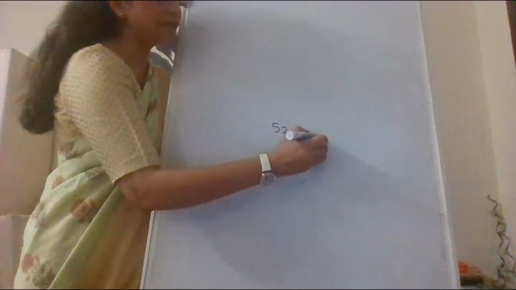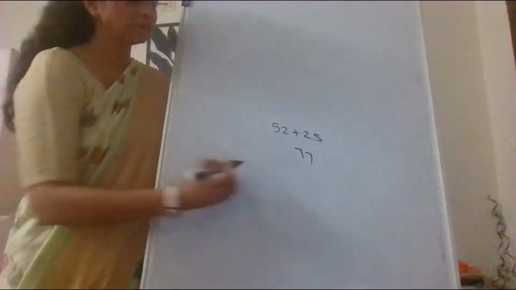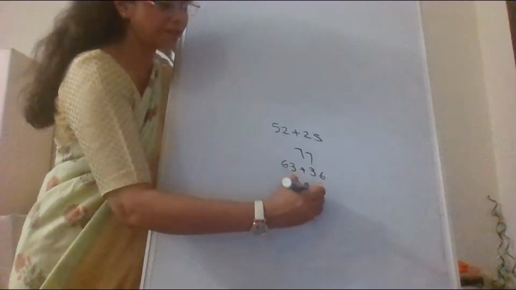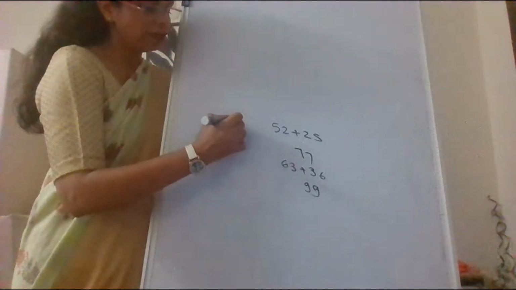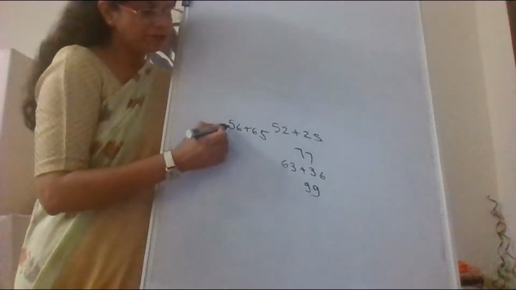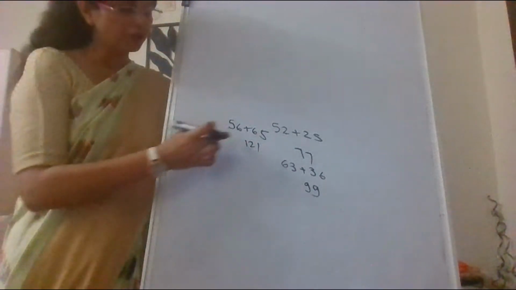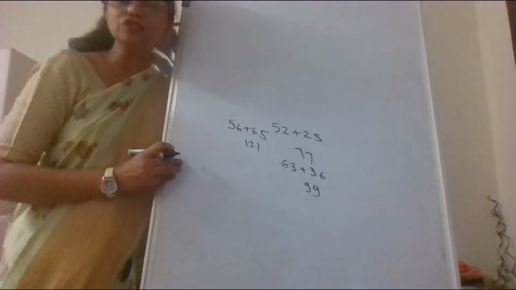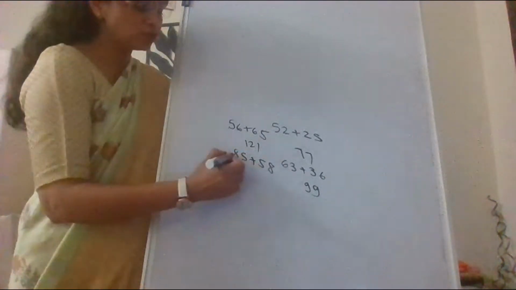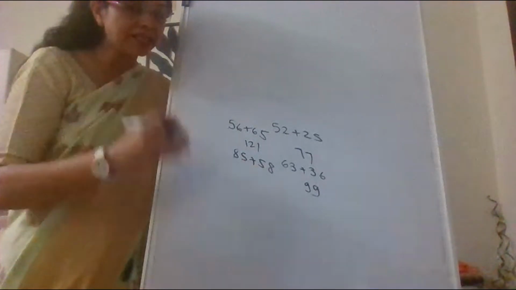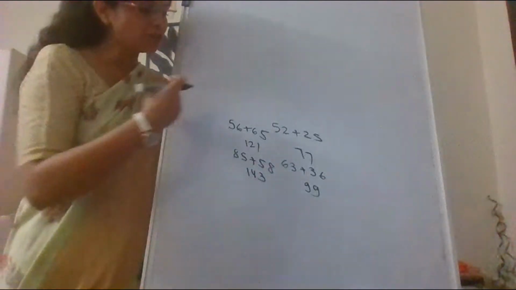If it's 52 plus 25, then it's 77. 5 plus 2 is 7 and 7 times 11 is 77. If it's 63 plus 36, your answer will be 99. 6 plus 3 is 9 and 11 times 9 is 99. If it's 56 plus 65, 5 plus 6 is 11 and 11 times 11 is 121. 1 and 1 and in between we will write 2. If it's 85 plus 58, so 8 plus 5 is 13 and 13 times 11 is 143. Got it? It's very easy to learn.